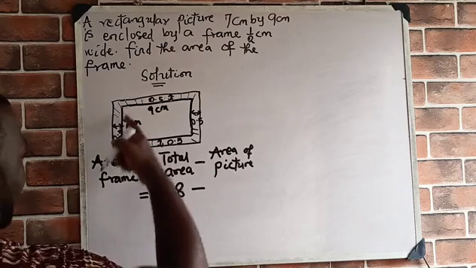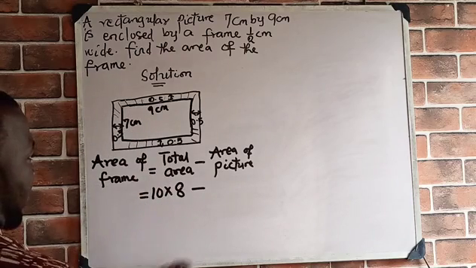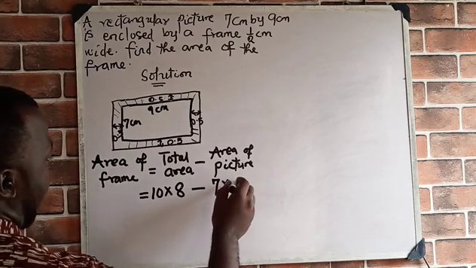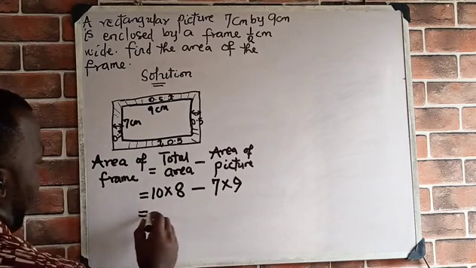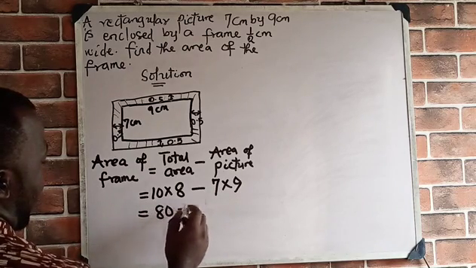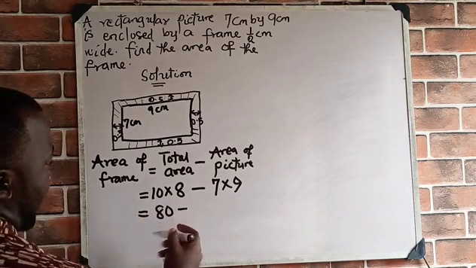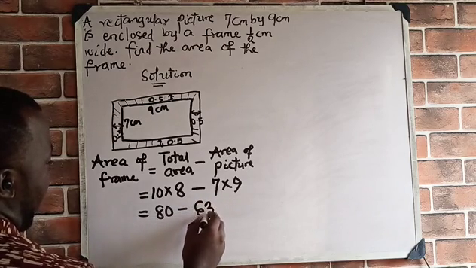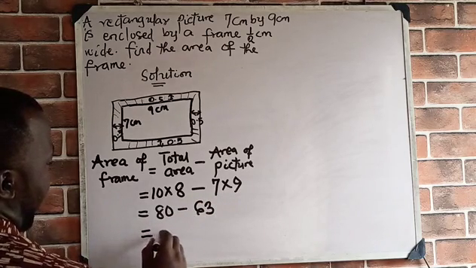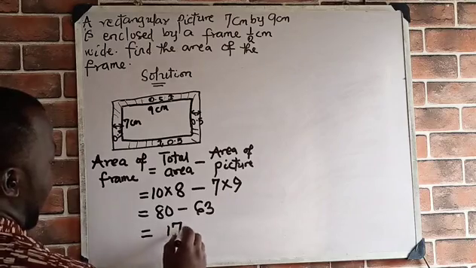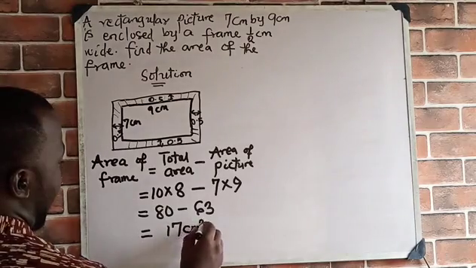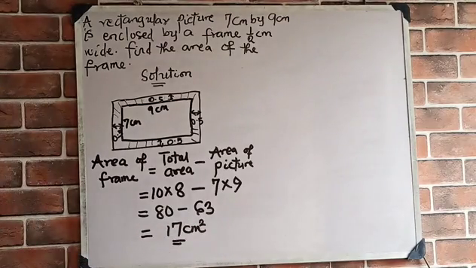Now we're using the actual length of the picture, that's 7 times 9. And that will give us 80 minus 9 times 7 should give us 63. 80 minus 63 will give us 17 centimeters square. So the area of the frame is given by 17 centimeters square.